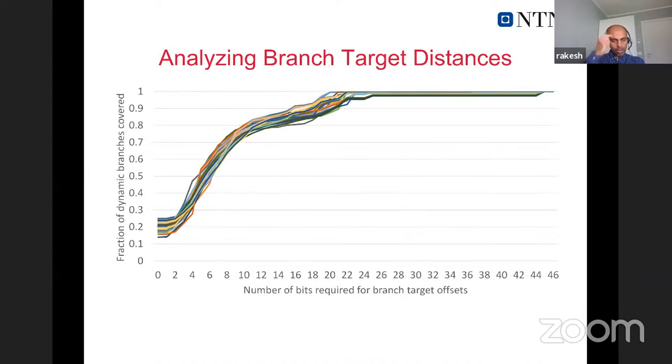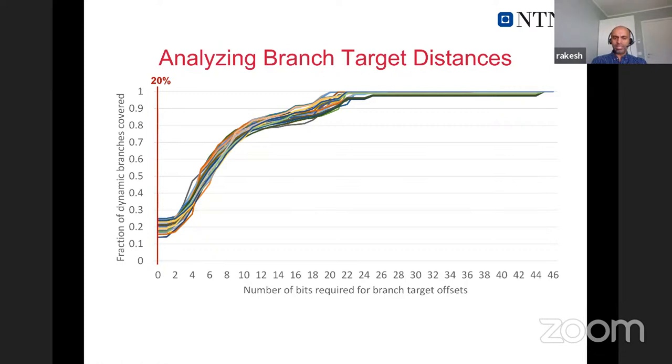So to do that, what we did is we analyzed how far branches actually jump. So how far their targets are with respect to the branch instruction itself. And we are doing this to understand, do we really need 46 bits for all of the branches, or can some of the branches live with fewer bits? So what this study shows is, each of the colors in this graph represents a different workload. And here on the x-axis, we show how many bits are needed to encode the distance between a branch and its target. And for a given target size, how many branches can be covered is on the y-axis.